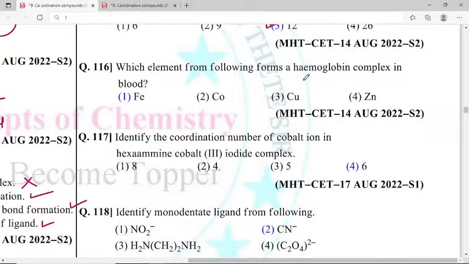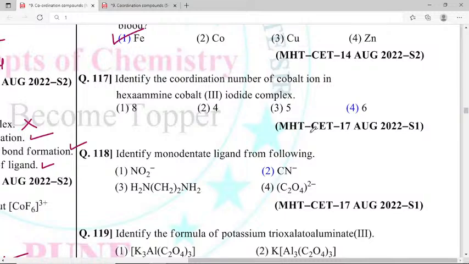Which element from the following forms the hemoglobin complex? Fe. Fe is in the hemoglobin complex. Identify the coordination number of cobalt in hexaamine cobalt iodide complex. So hexa stands for 6. So the coordination number is 6.